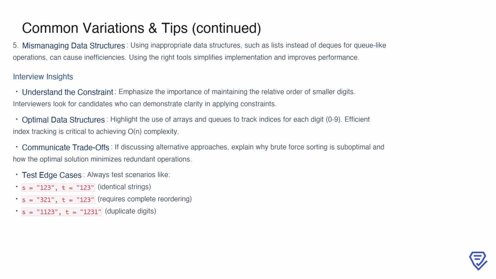If you discuss alternative methods, be sure to articulate why brute force sorting is not efficient and how the optimal solution avoids redundant operations. Finally, always test your algorithm against a variety of edge cases. For example, when S equals T, no transformation is needed, while S equals 321 and T equals 123 requires a complete reordering. Another challenging scenario is when strings contain duplicate digits, such as S equals 1123 and T equals 1231. Checking these cases ensures your solution is robust.